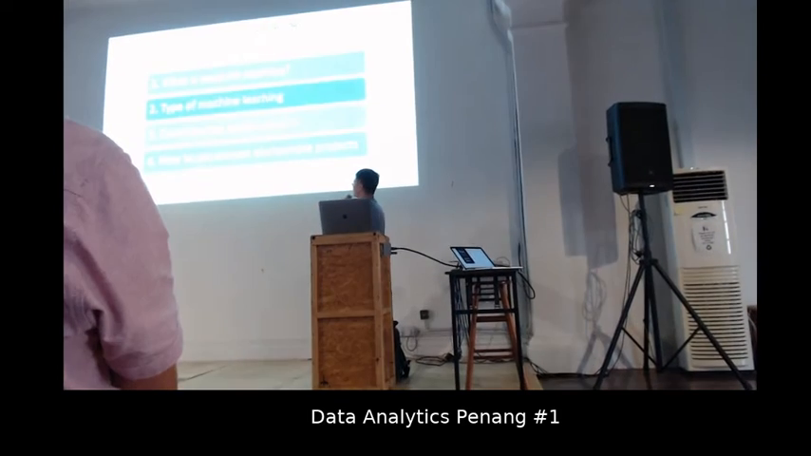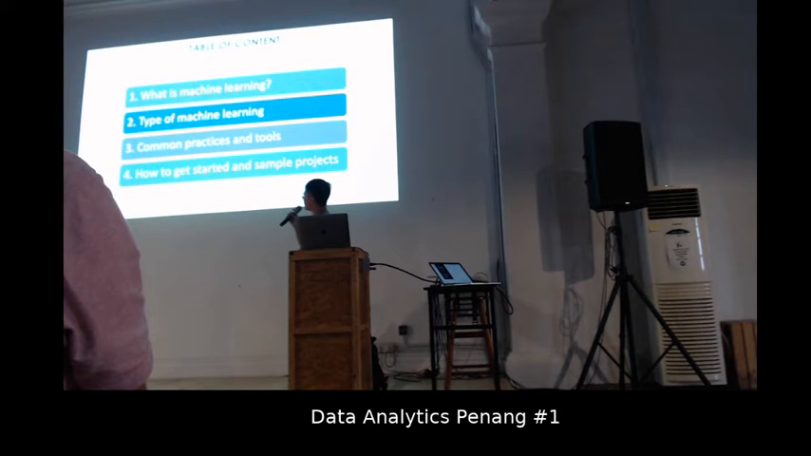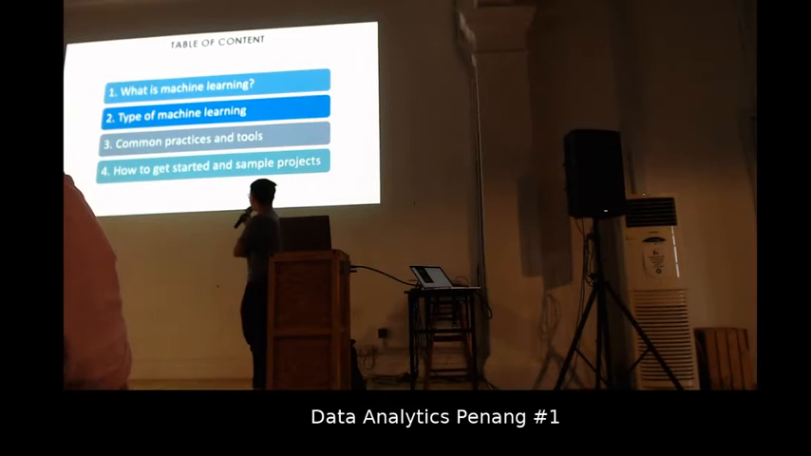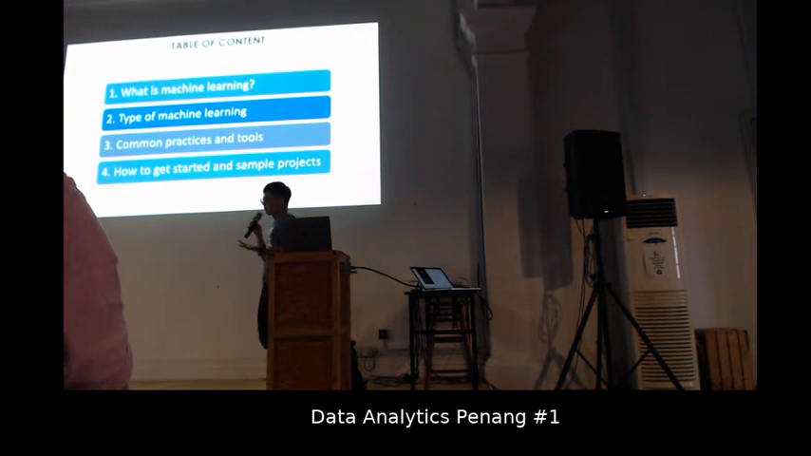Okay, so this is the table of contents. We will start with what is machine learning. Then we will go through a few types of machine learning, supervised and unsupervised. And then we will talk about some common practices and also some tools that you can use if you want to create your machine learning model or application. And lastly, we will talk about how to get started if you're interested, and also several projects that hopefully can inspire you to start your first project in machine learning.